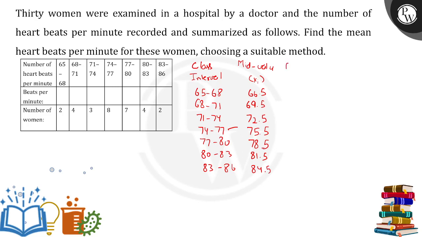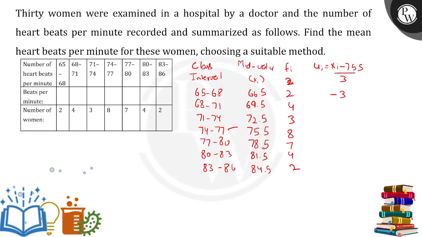Now the frequencies given to us for all these are 2, 4, 3, 8, 7, 4 and 2. Now we have to calculate ui equals xi, that means whatever the mid value we have found, minus 75.5, that means exactly lying in between, divided by 3. So this calculation needs to be done from your end. You have to put in the values and find out.